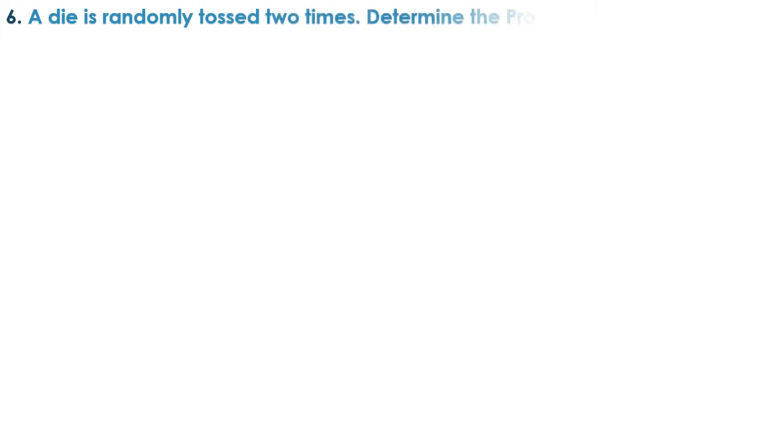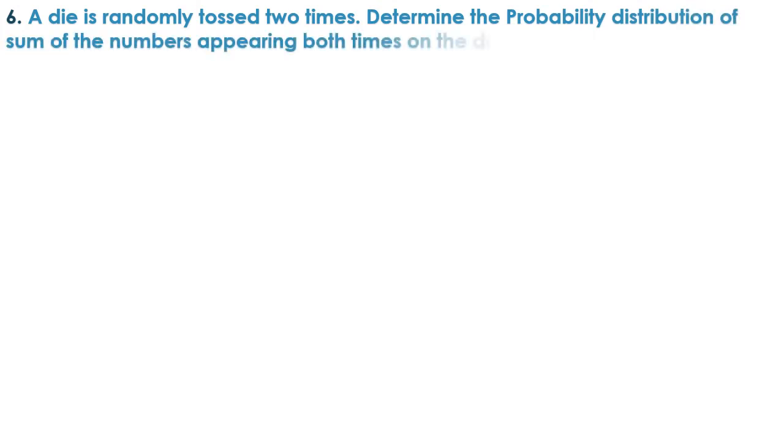There are 4 questions left in this exercise, starting with question number 6. A die is randomly tossed 2 times. Determine the probability distribution of the sum of the numbers appearing both times. That means it's similar whether we toss the same die twice or we toss 2 dice together. We are going to get the same 36 outcomes. So we have to write down the probability distribution of the sum of the numbers appearing 2 times or on both the dice, doesn't matter, and then we have to find its expected value.